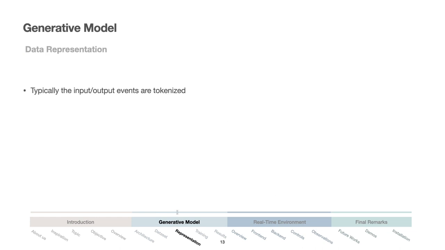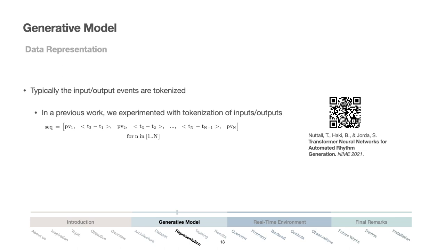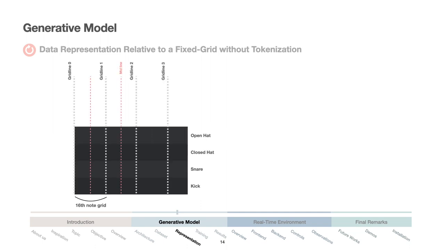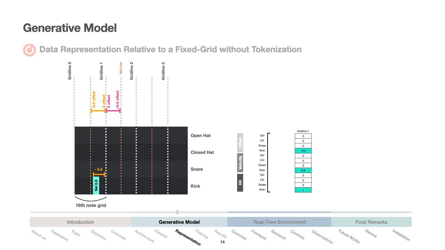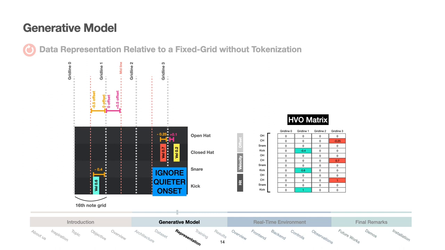Typically, when dealing with sequential data, the input and output spaces are tokenized. In a previous work, we had experimented with tokenization of drum events when using transformer architectures. However, we wanted to experiment with a more direct non-tokenized representation, similar to that of Groove. The representation used here is relative to a fixed 16th note grid line. To represent any onset event near a given time step, for each of the voices, we represent the velocity and timing information separately. Moreover, using a binary value, we also separately denote whether a drum voice has been hit or not. In cases where for a given voice more than one hit exists, we only register the loudest one.